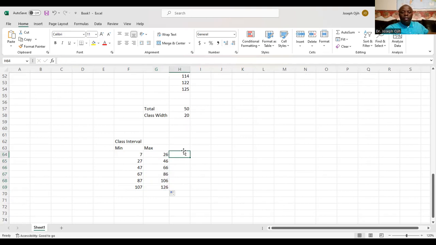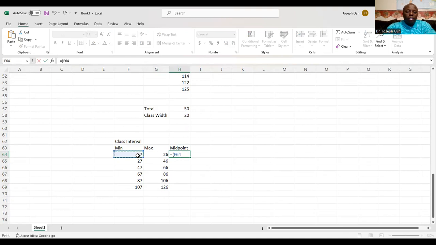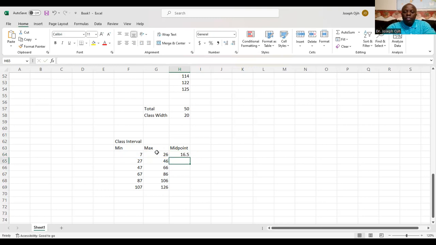Then next is the midpoint. The midpoint is this number plus this number divided by 2. So it equals: click on 7 plus 26, close the parenthesis, divided by 2. Then press the enter key to give you the midpoint. Then you drag it down and it will calculate for the rest of them. See, Excel does most of the work for you.